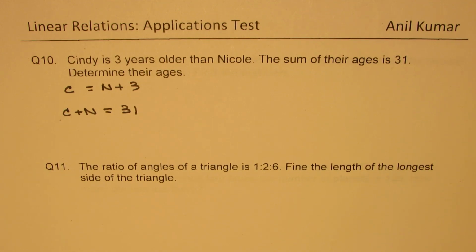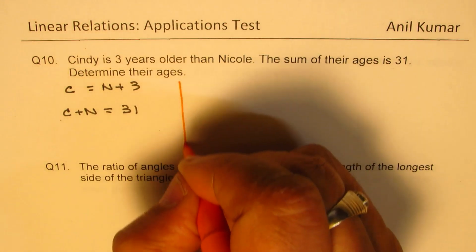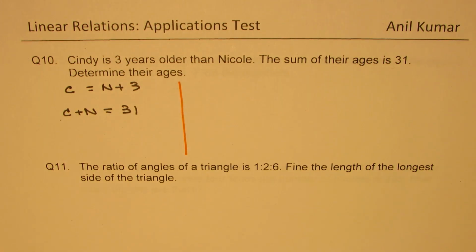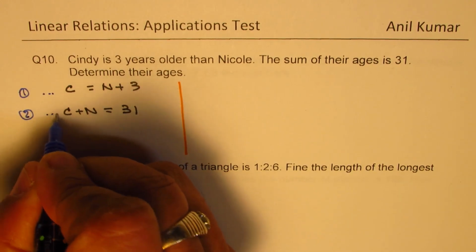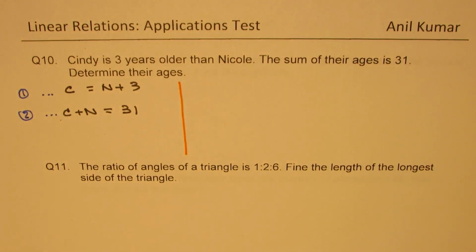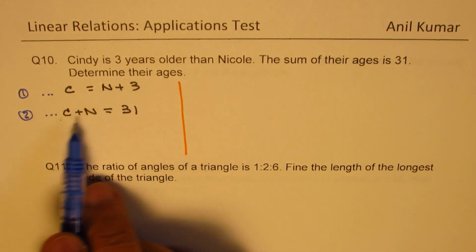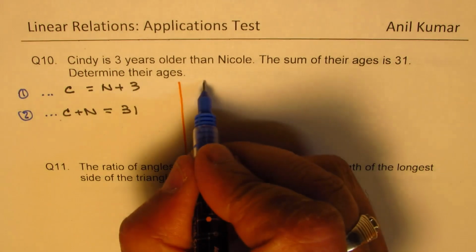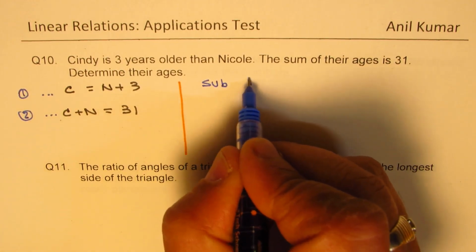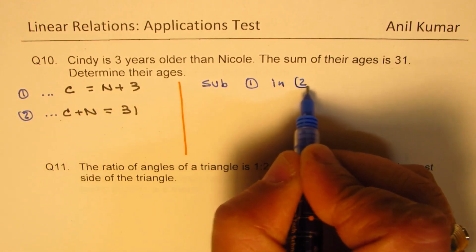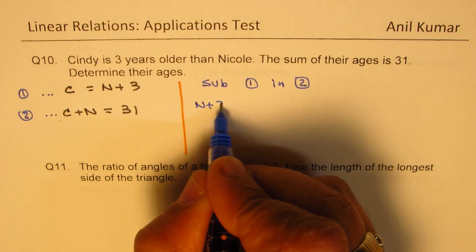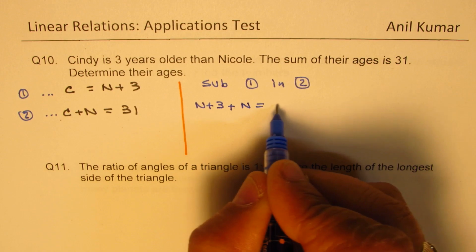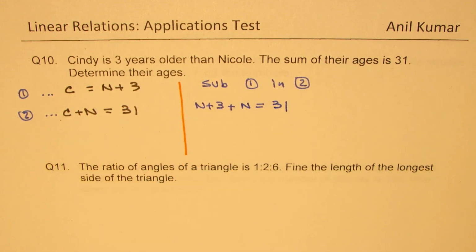And now let us see how to solve it. So we have 2 equations. You may number them as 1 and 2, right? So we can say this is 1, this is 2. How will you solve this? Well, one way is, we know C is n plus 3, we'll substitute here. So we'll solve by substitution. So we'll sub 1 in 2, correct? So C is n plus 3, I'm writing it here. So we get n plus 3 plus n equals 31. So we get an equation in one variable, correct?